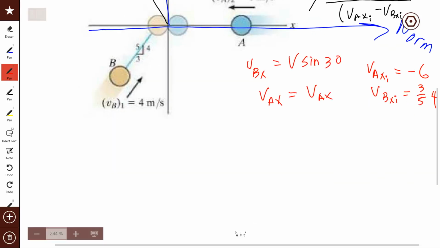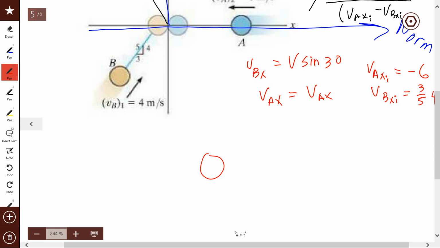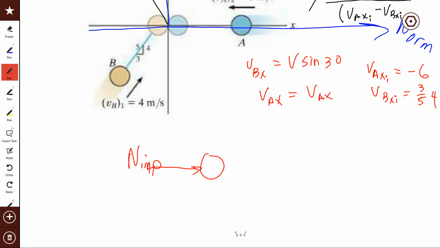Okay, just take A all by himself. What are the impulsive forces on him? There's only one, right? And doesn't he go like this? Some big impulsive force right there. Right? Isn't that true? What about in this direction? What's going on in that direction?